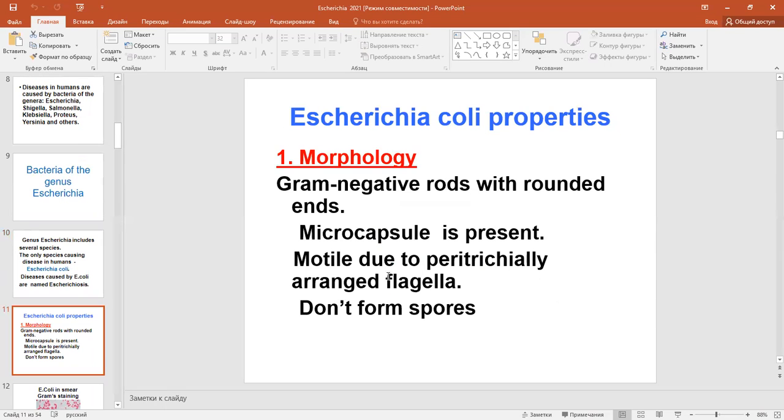Escherichia coli properties. Morphology. They are gram-negative rods with rounded ends. They are singly arranged, very often, in smears stained by the gram staining method. They are stained well by the gram staining method. A microcapsule is present, they are motile due to peritrichously arranged flagella, and they don't form spores. Memorize that all bacteria of the Enterobacteriaceae family are gram-negative rods and they don't form spores.